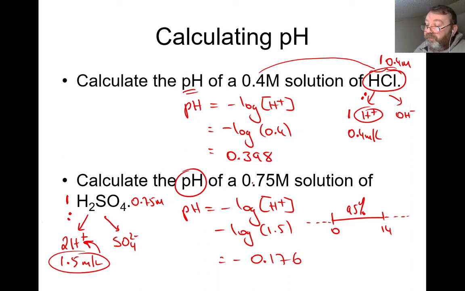So the pH of a 0.75 molar solution of H2SO4, that's the concentration of the acid. The acid is diprotic, okay, so it produces 2 protons per molecule. So if that is the concentration of the acid, then the concentration of hydrogen ions would be twice that, 1.5 moles per litre. So you carry that concentration of hydrogen ions back into the formula, get minus the log of it, and that's your pH.